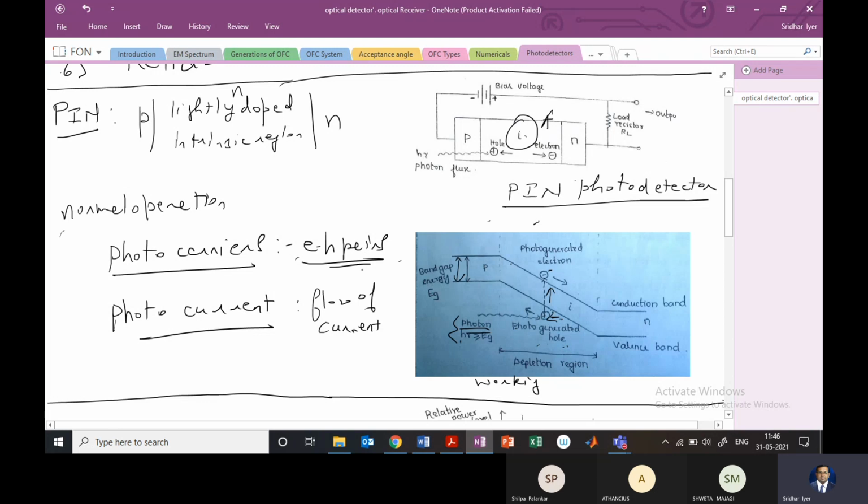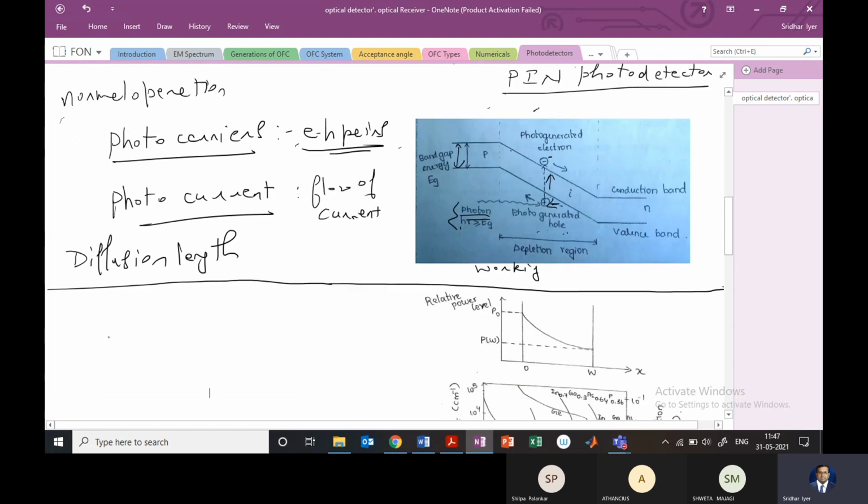Now, as these carriers flow in the material, some electrons and holes are going to recombine and disappear, because negative and positive meet each other. The charge carriers, the electrons and holes, move a certain distance, and this distance is known as diffusion length. This is an important concept, and we'll talk about diffusion length in a little bit.